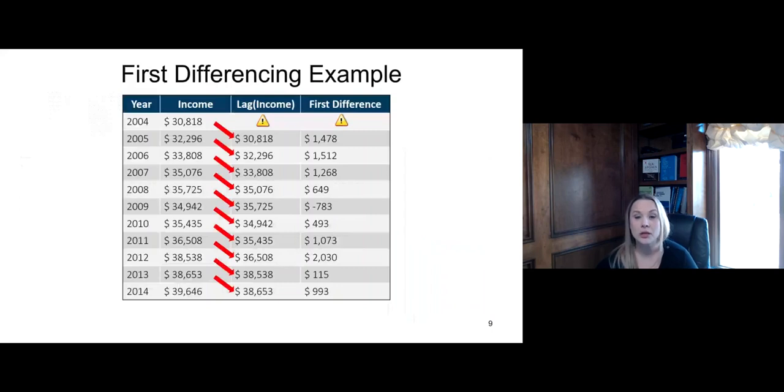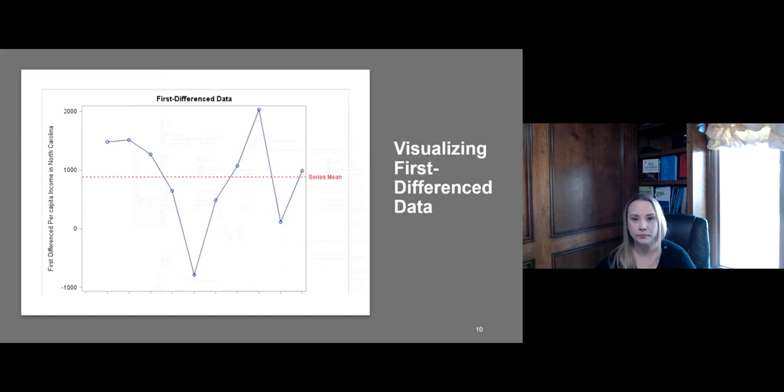So let's look at an example here for our first differencing. Here is a time series data set with income. A lag would simply be moving the value from one period forward into the forecast of the following period. So for the 2005 prediction, we use the 2004 value. The differencing is the difference between these two. So the 2005 value minus the 2004 value is the first order difference here. And we end up doing that throughout the table to end up populating the last column.